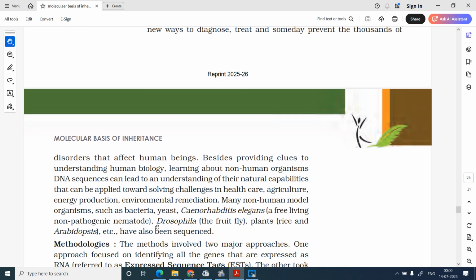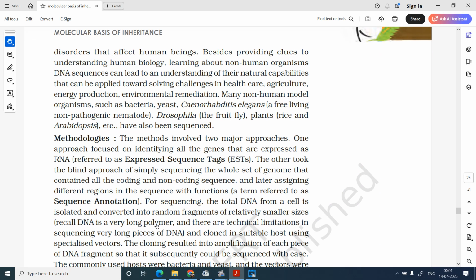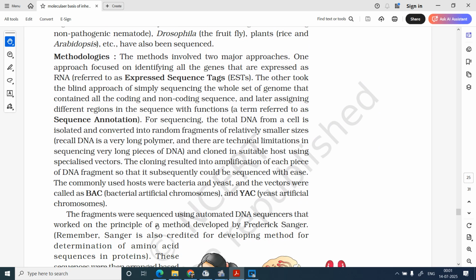Besides providing clues to understanding human biology, learning about non-human organisms' DNA sequences can lead to an understanding of their natural capabilities that can be applied towards solving challenges in healthcare, agriculture, energy production, and environmental remediation. Many non-human model organisms, such as bacteria, yeast, C. elegans, a free-living, non-pathogenic nematode, Drosophila, the fruit fly, and plants such as rice and Arabidopsis, have also been sequenced. Methodologies. The method involved two major approaches.